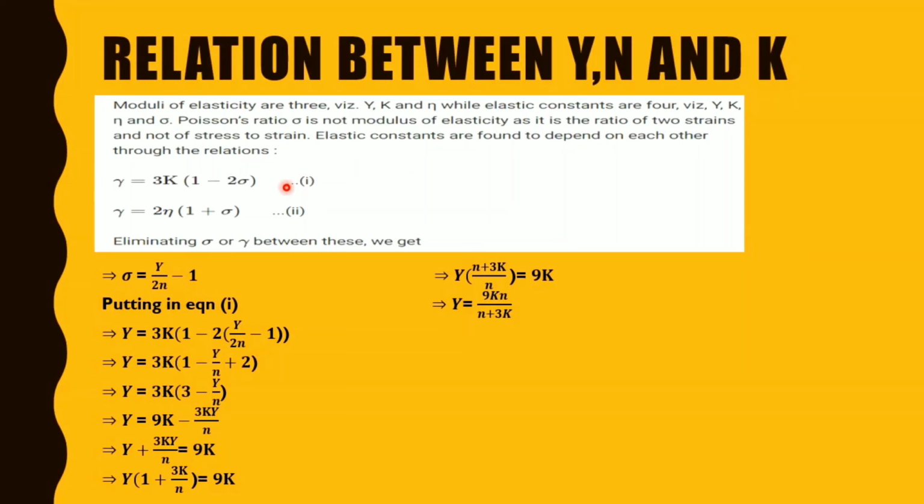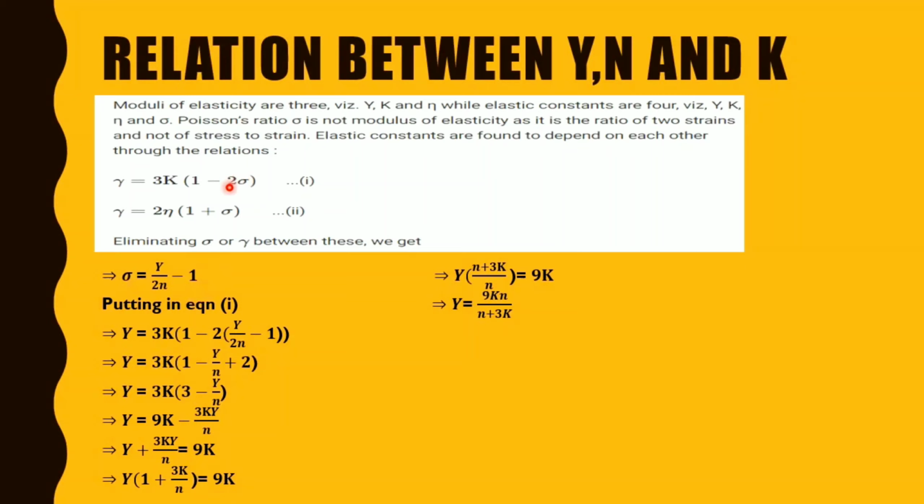So one expression, which is equation 1, is Y equal to 3k(1 minus 2 sigma). Another is Y equal to 2 eta(1 plus sigma). Now what we will do, we will eliminate sigma using the second equation. We take Y by 2 eta, and the 1 goes there as minus 1. So we get sigma. Now we will put this sigma value in equation 1.